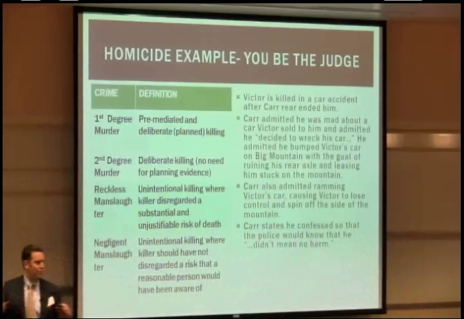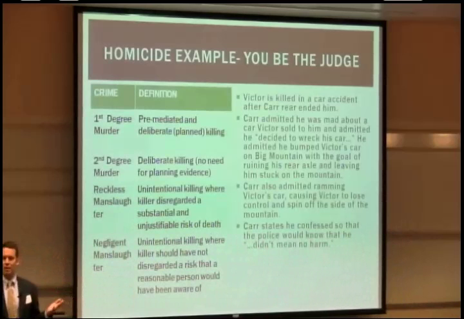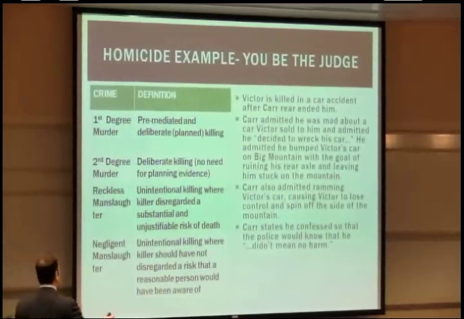So there are four kinds of killings, four kinds of homicides that the students will study. These are simplified definitions. The most serious is what we think of as premeditated and deliberate killings, planned out killings, first degree murder. You thought about it, you planned it out, you went out and you did it. I'm simplifying. Second degree would be, you did it, you meant to do it, you intended to do it.